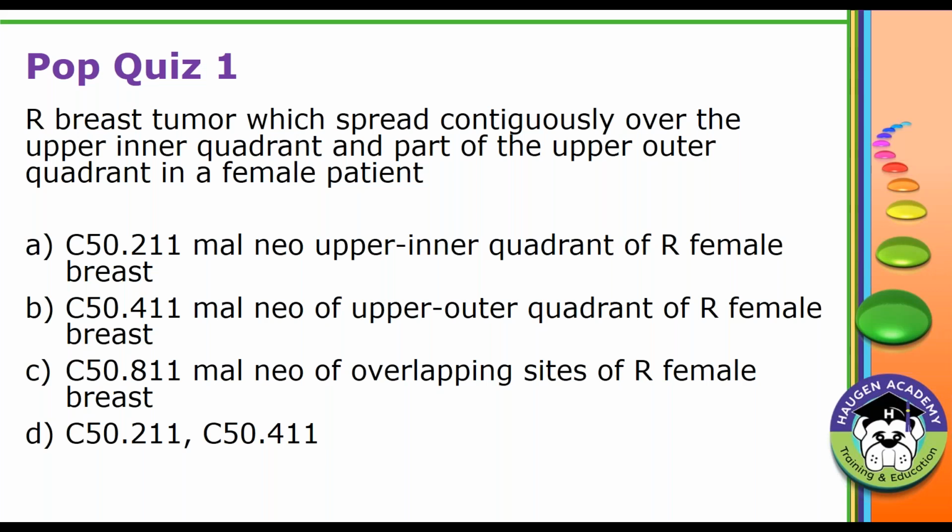And the correct answer is C, C50.811, malignant neoplasm of overlapping sites of right female breast. Great job. It looks like the majority of you did get C for that answer. And that has to do with the guideline that we just talked about, that if the tumor is contiguous, you can use the .8 for overlapping sites of the right female breast. So great job, everybody.